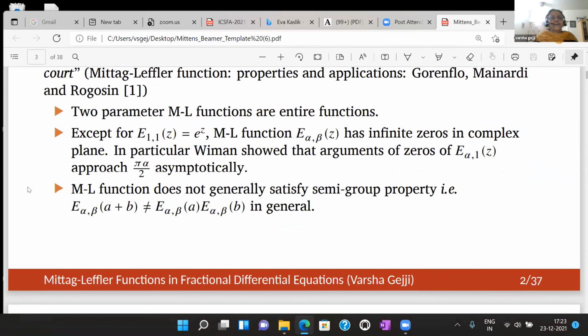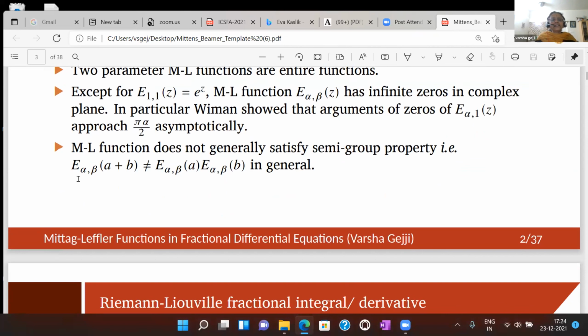Here we just list important properties. Two-parameter Mittag-Leffler functions are entire functions. Another property has profound implications, namely, except for e to the power z, which is E_{1,1}, other Mittag-Leffler functions have an infinity of zeros in the complex plane. This is where many phenomena that take place with ordinary dynamical systems do not carry over to fractional dynamical systems, and this property plays a pivotal role in that. Secondly, the arguments of the zeros of E_{alpha,1} approach alpha pi by 2 asymptotically.